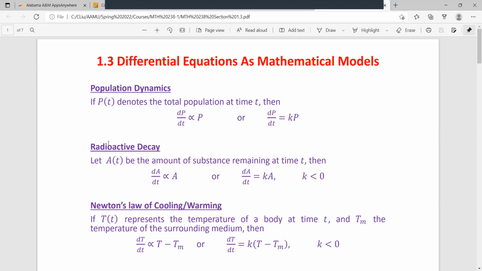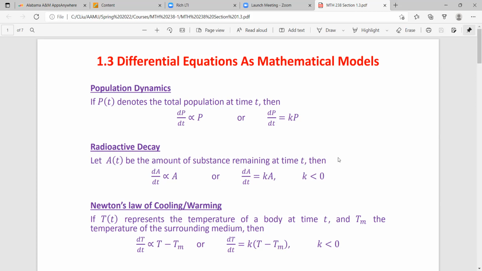The next example is called radioactive decay. We have some chemical elements that decay with time, like carbon-14. We use it to estimate the age of the Earth. So how does it work? It turns out the amount of the element just decays with time, and the rate of decay is proportional to the amount of the substance.